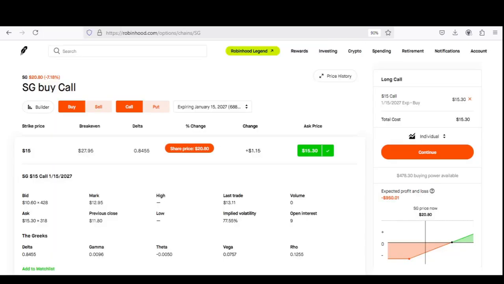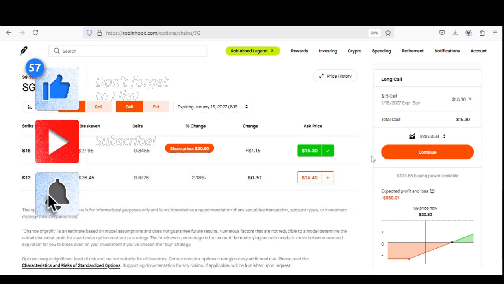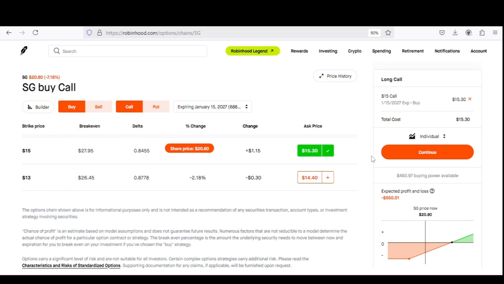Now, let's go ahead and go back to Robinhood. Now that you have a LEAPS option in your portfolio, what are you going to do with it? Well, there's several things you could do with it, and I will tell you what I do with my portfolio. So, now that you have the LEAPS option in your portfolio, one of the best strategies to do with it is do nothing. Yes, you heard me right, do nothing.